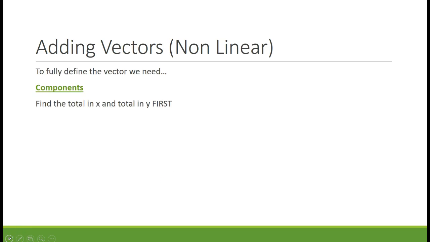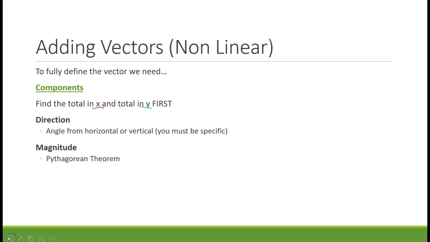So if you're adding vectors and you actually need a number, you will have to add the total in x and the total in y first, okay? The way you want to do that is basically you can break them down using a couple different trig things. The way you'll find direction is basically the angle from either the horizontal or the vertical.